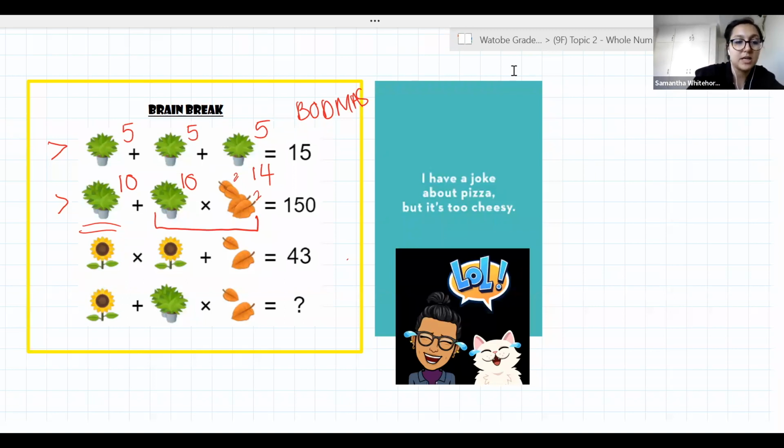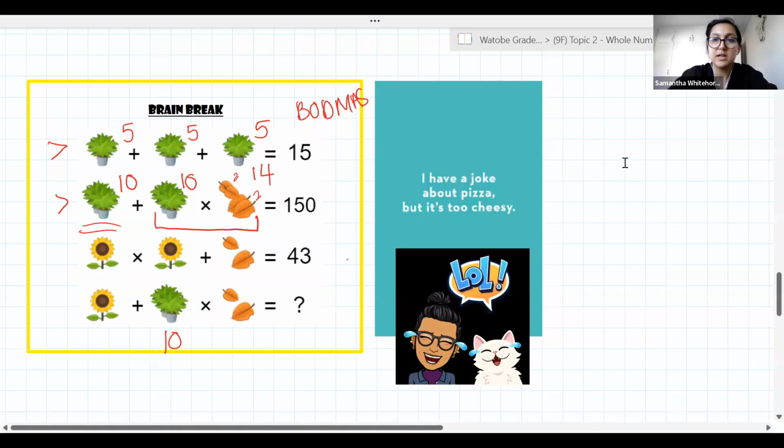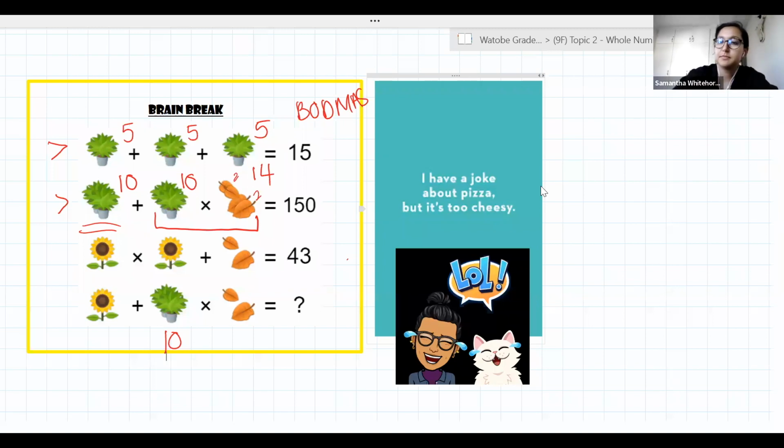So now I know my double pot plants are 10. My double leaves are 14. Siyabonga, do you want to help us with the next one? The sunflowers? Sorry. Siyabonga, are you there? Okay. So Simboniswa, do you want to help us with the next one?